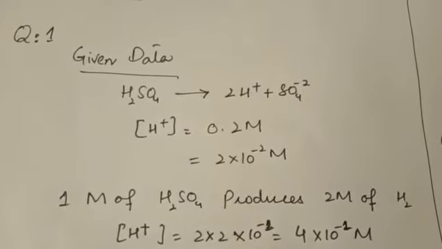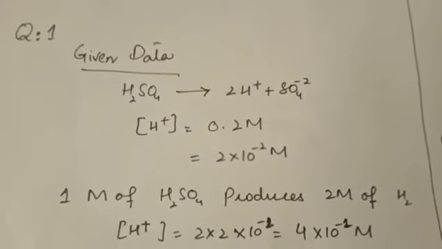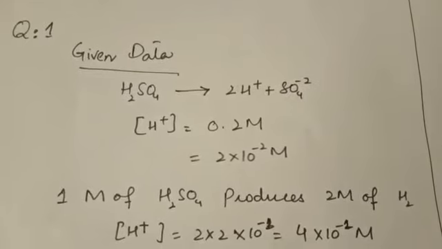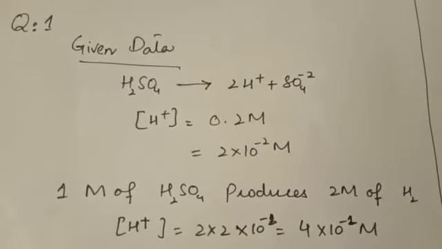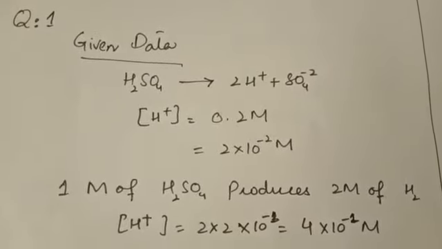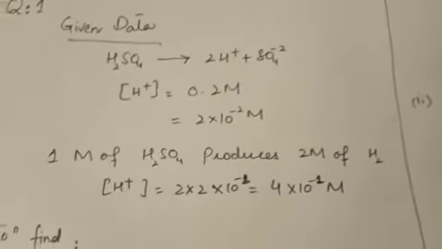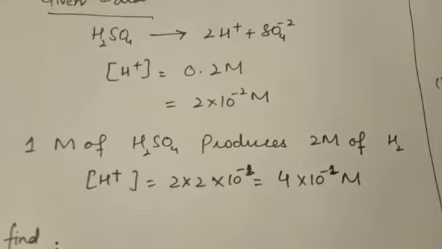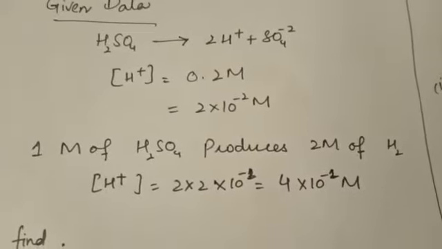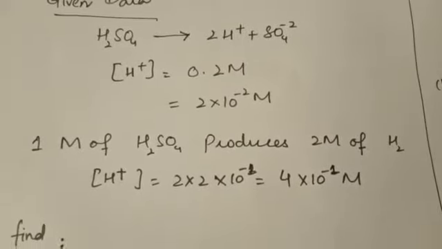In the first step, I have written the equation: H2SO4 converts into hydrogen ions and sulfate ions. After balancing the equation, we come to know that 2 moles of hydrogen ions are produced by the ionization of 1 mole of H2SO4. So it is a dibasic acid because it has 2 hydrogens.